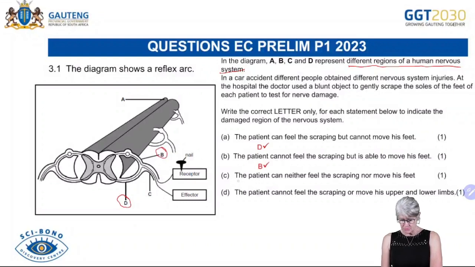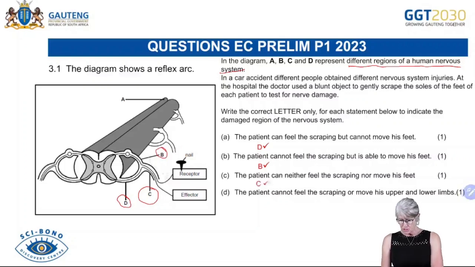Then the third, for C, it says the patient can neither feel the scraping nor move his feet. All right, so if we have a look at this part here, C, we see that it is a nerve, because the motor neuron and the sensory neuron are combined into that nerve. So the part that would be damaged, because he can't feel and he can't move his foot. So he can't feel the scraping and he can't move his foot. So that would be part C that would be damaged.